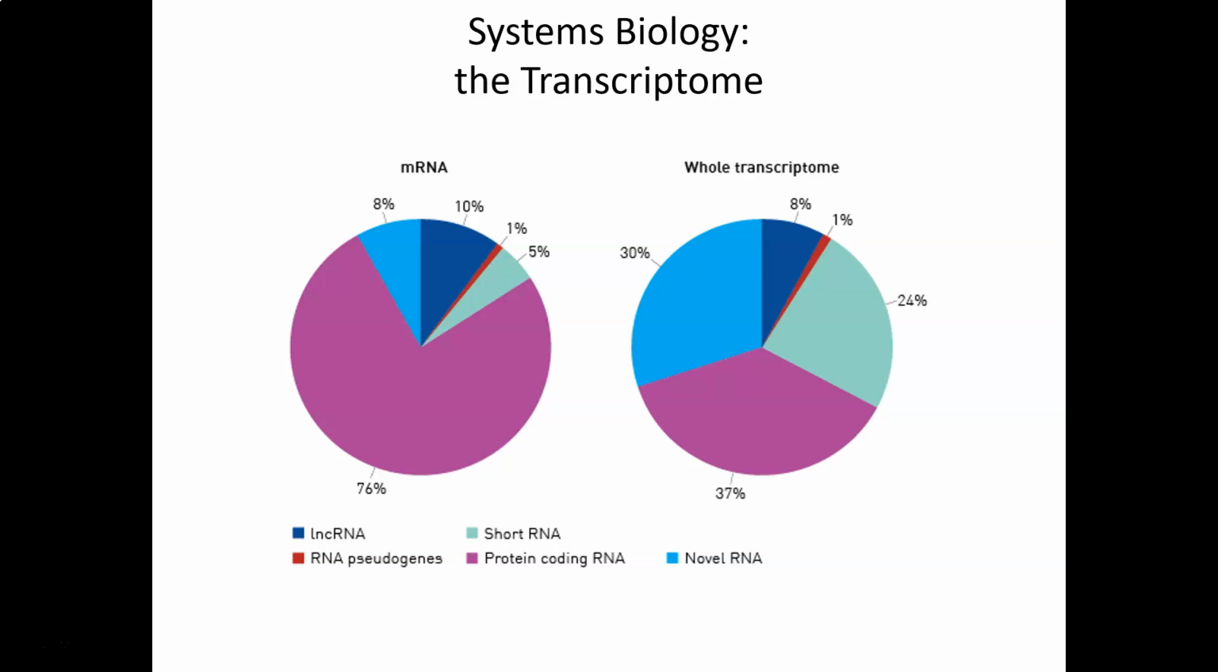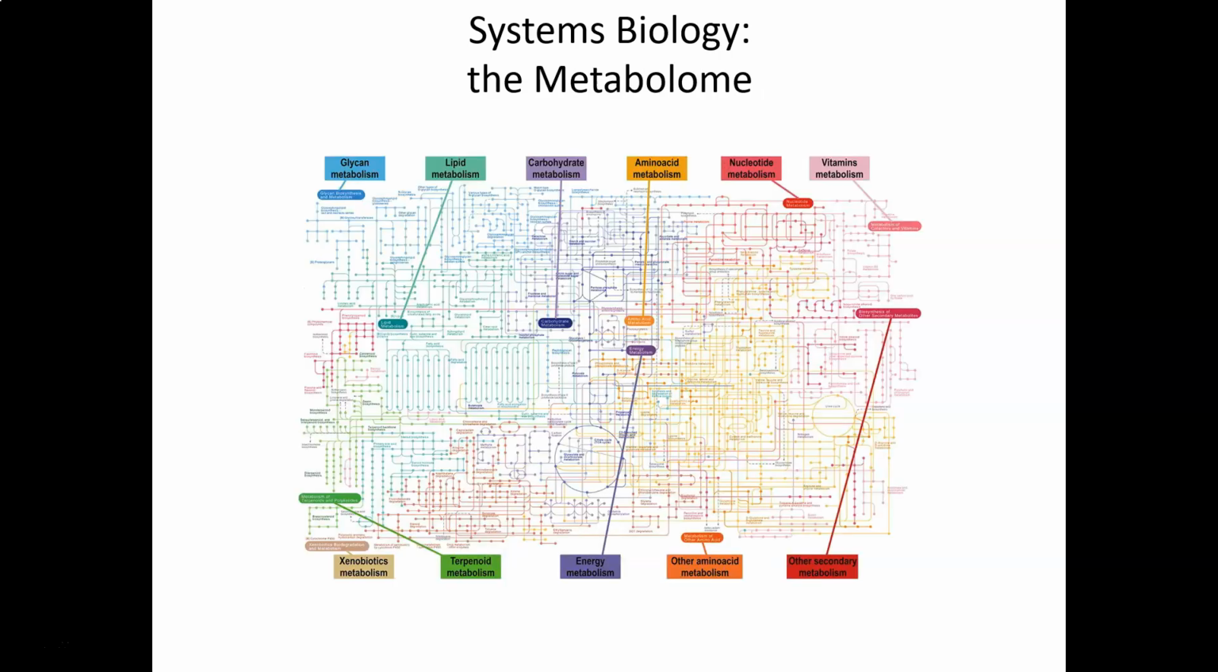We've got short RNAs of unknown function that are definitely doing something important, but we're still not sure what they are yet. So even in the transcriptome, there's a lot of ambiguity, a lot of black boxes that we haven't fully deduced. And systems biologists who are studying the transcriptome are studying the entirety of the transcriptome, all of the transcribed regions of our genome.